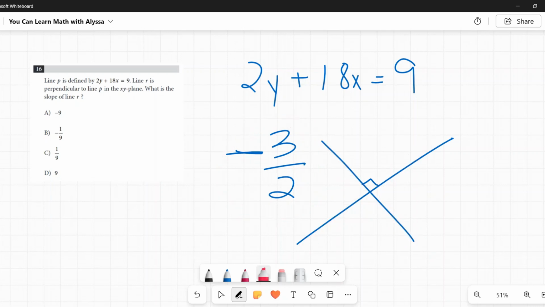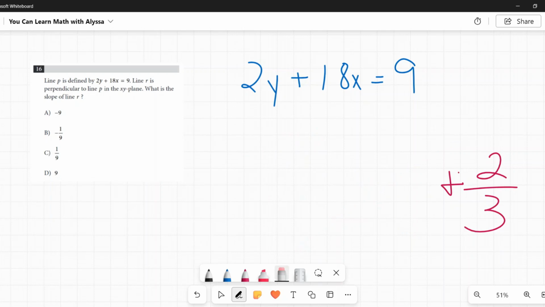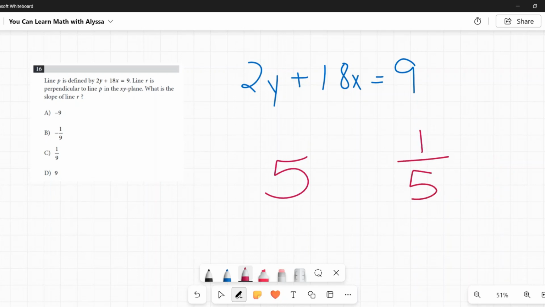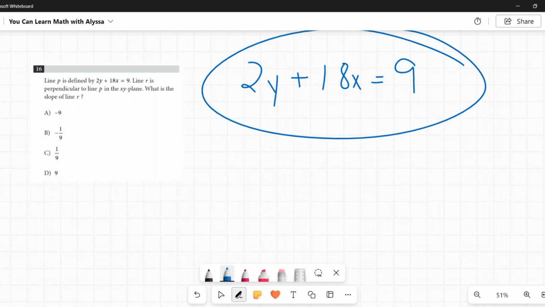I would say, what is the opposite reciprocal, or the negative of it? What's the opposite of it? The opposite of a negative is a positive, and the reciprocal would be 2/3. We're just flipping those. Just as a reminder, if you have a whole number, like say I had 5, the reciprocal of that is 1/5, because 5 is the same as 5/1. That's how you do a reciprocal of a whole number. And again, the opposite reciprocal. So first we need to find the slope of this line, and then we can find the opposite reciprocal.